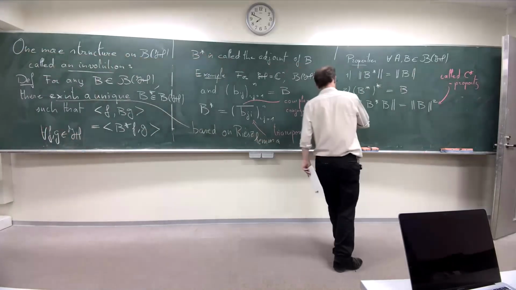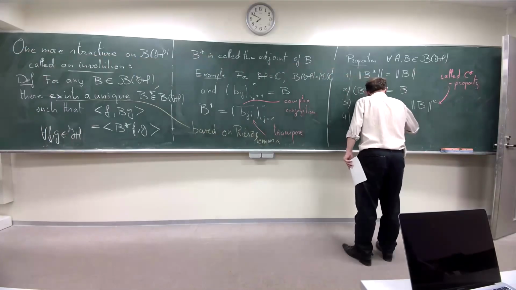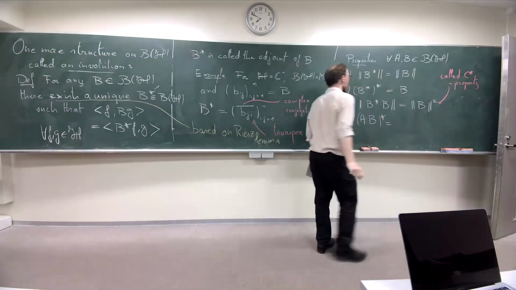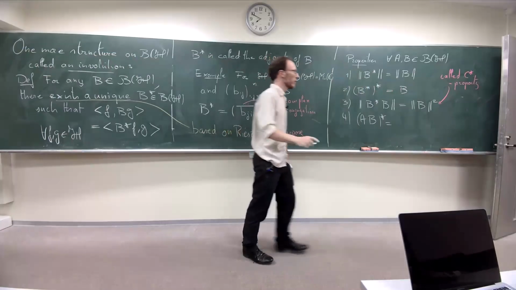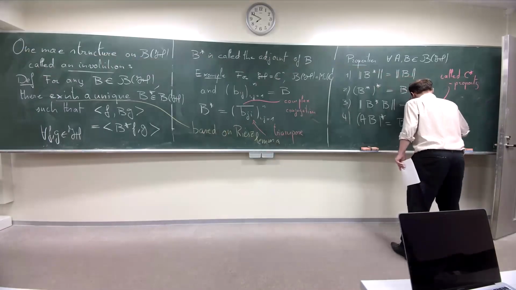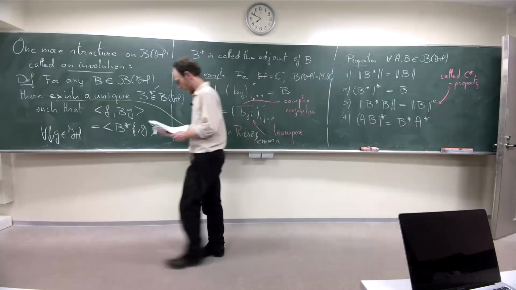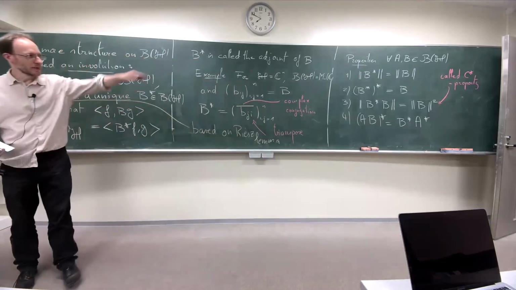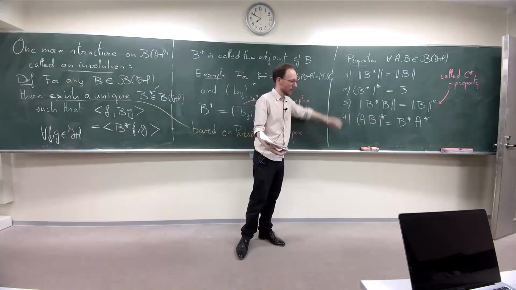And the last property that you probably know for matrices: what is the adjoint of AB? It is the product of the adjoints, but in the reverse order. Be careful about this. You can prove these things. This one is slightly more involved, but these are very simple.